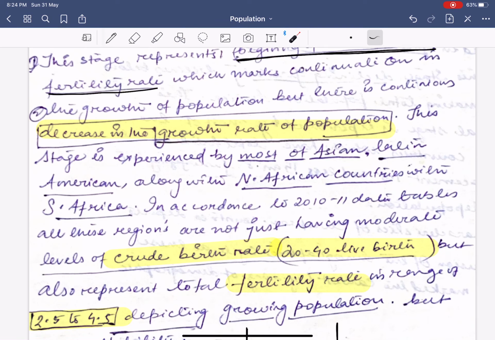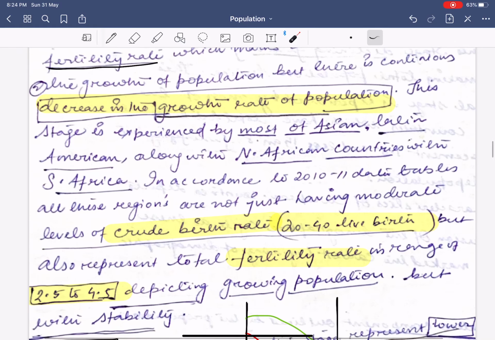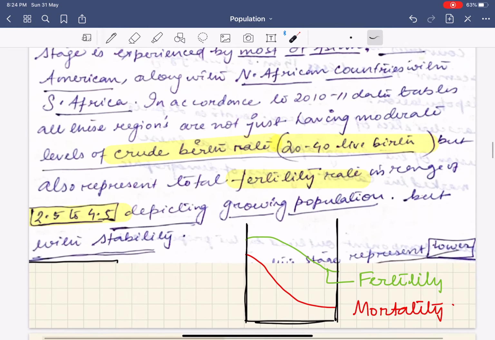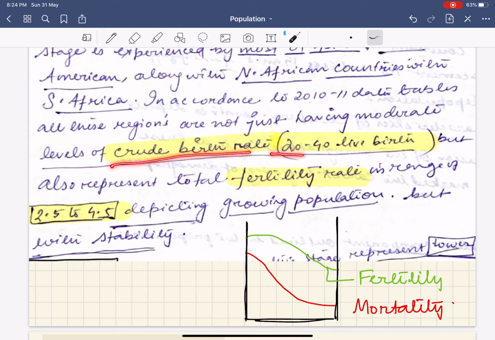Next, this stage is experienced by most of Asia, Latin America, along with the North African countries with South Africa. In accordance with the 2010 to 2011 population table of the UN, I haven't written this, but please mention this. All these regions not only have a moderate level of crude birth rate, that is 20 to 40 live births, but also a fertility rate in the range of 2.5 to 4.5, depicting a growing population but with stability. Hence, though the population is growing, it is growing with stability. I have basically represented this to show that both the fertility and the mortality are declining.